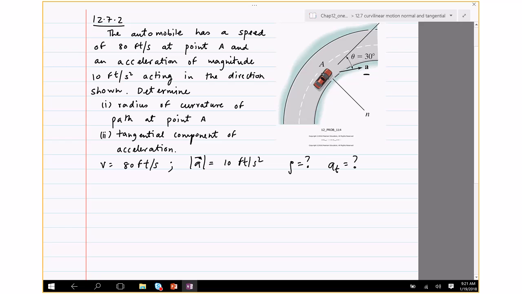Okay. So let's again, we know the acceleration, so let me try to write the formula of acceleration. The magnitude is the square root of a_t squared plus a_n squared, where I'll keep a_t as a_t because I need to find it, and a_n is v squared divided by rho, squared.